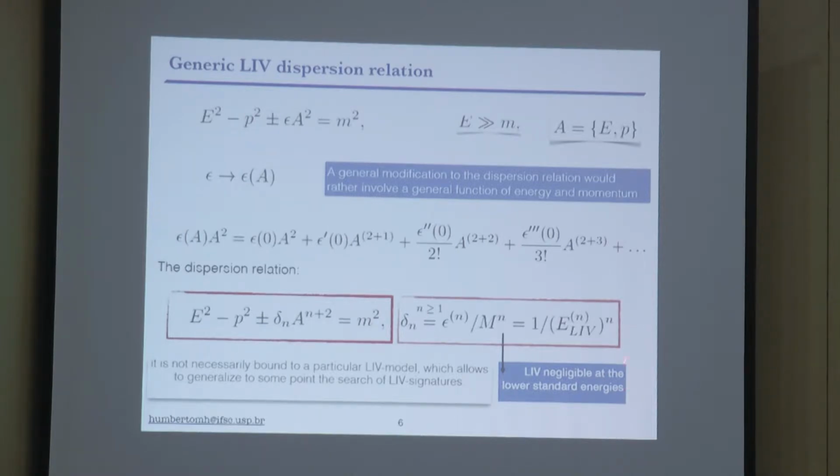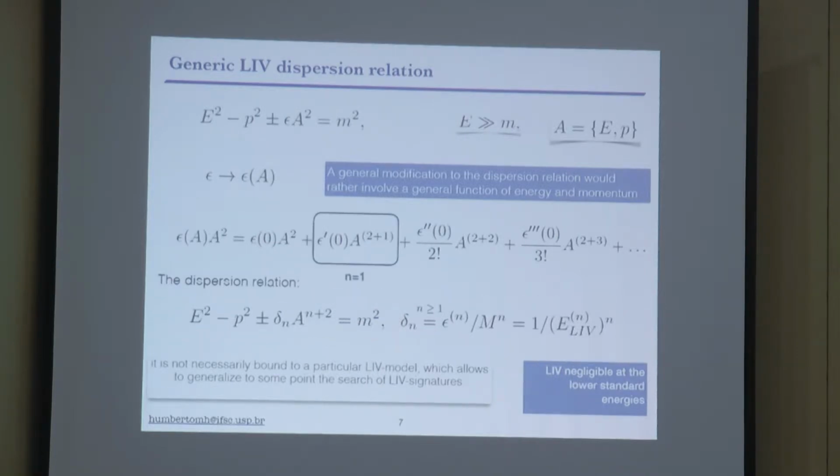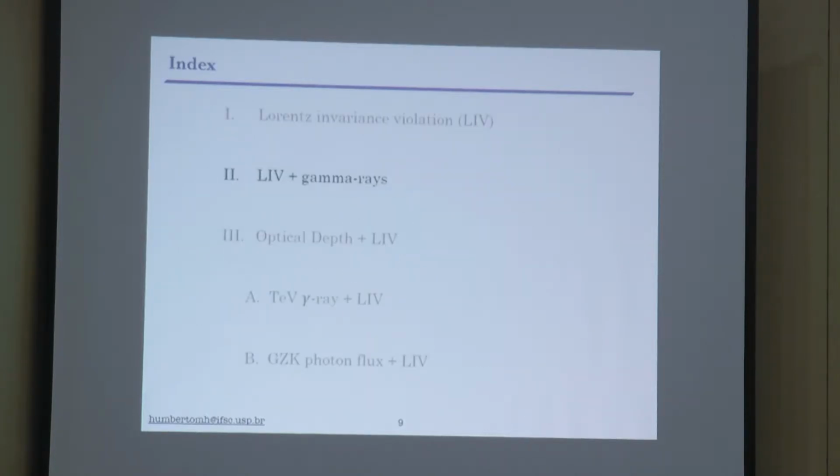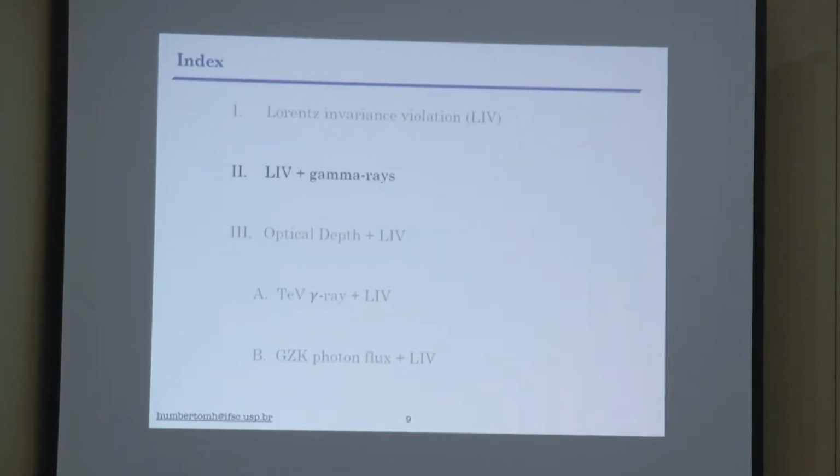So without loss of generality, we can rewrite this term by calling it some Lorentz invariance violation energy scale. That said, in the following, we are going to focus on the leading orders n equals 1 and n equals 2. And well, now that we have a model, it's time to couple it with a target in some astrophysical scenarios. And for that, we have selected gamma rays.